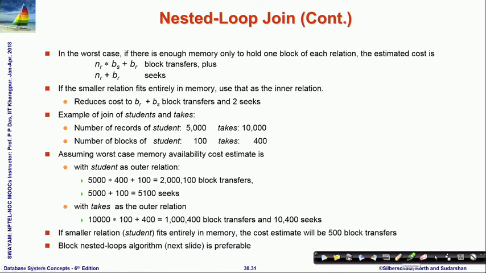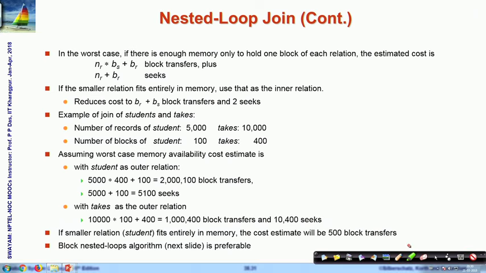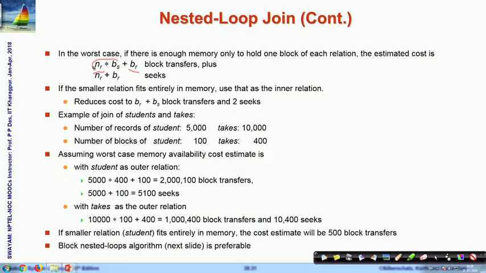So, let us look at what the possible cost could be. If n_r is the number of records in relation R and b_r is the number of blocks in which they exist, then for every tuple of relation R, you have to access all the blocks of relation S. And you have to access all the blocks of relation R. This is the number of block transfers that you will require, and naturally you will require so many seeks, because every time you have to go and seek for that.